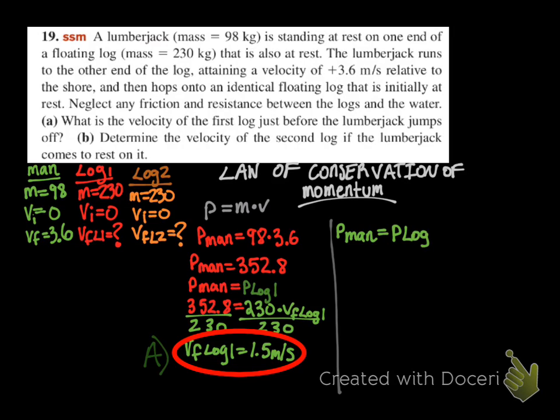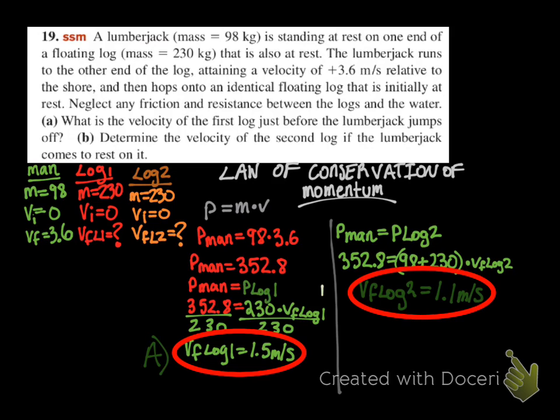And now we're going to use the same equation to find the velocity of log 2. Just plug in the numbers we know. Now the reason why we're not only using the mass of log 2, but also the man's mass, is because the man came to rest on log 2. So we have to take into account the added masses of both the man and the log. So the answer here is going to be different. It's going to be 1.1 meters per second, and that's the answer to B.